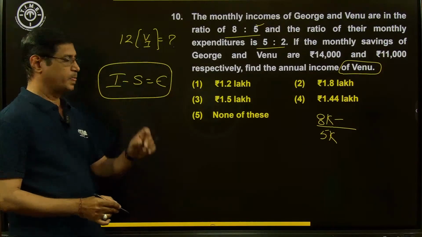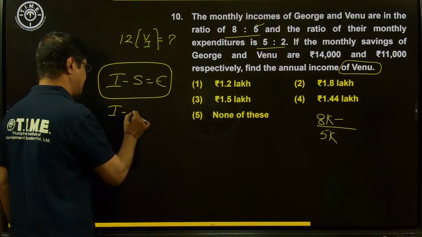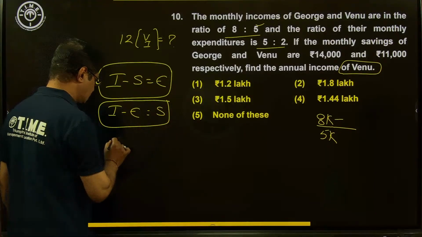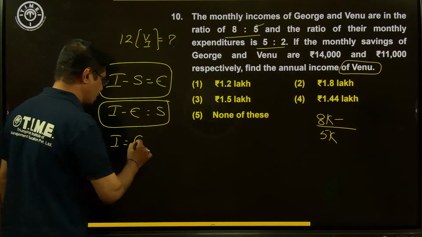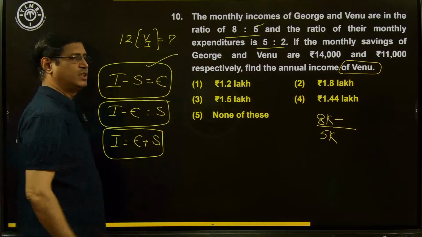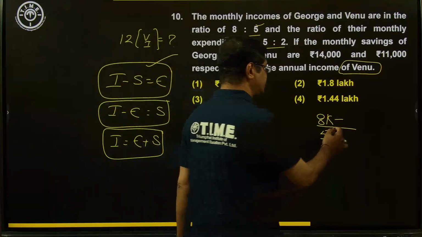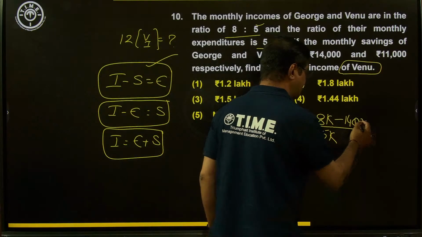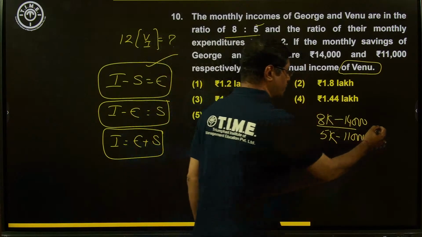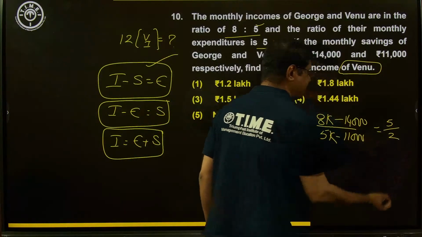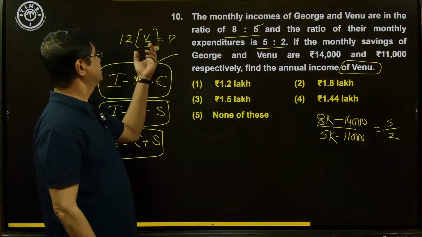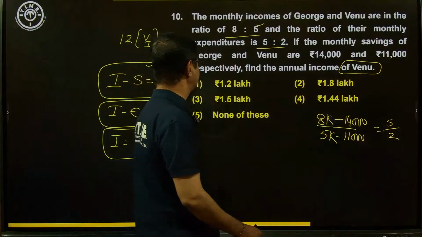This is one approach. Or you can try income minus expenditure is equal to savings. Or we can try by using income is equal to expenditure plus savings. So I am doing by using the first logic. So what about the savings here? 14,000 and 11,000 respectively, which is equal to 5:2. By doing cross multiplication and taking variables on one side, you will get the value of K. Substitute here, simplify, that will give the answer for this question.